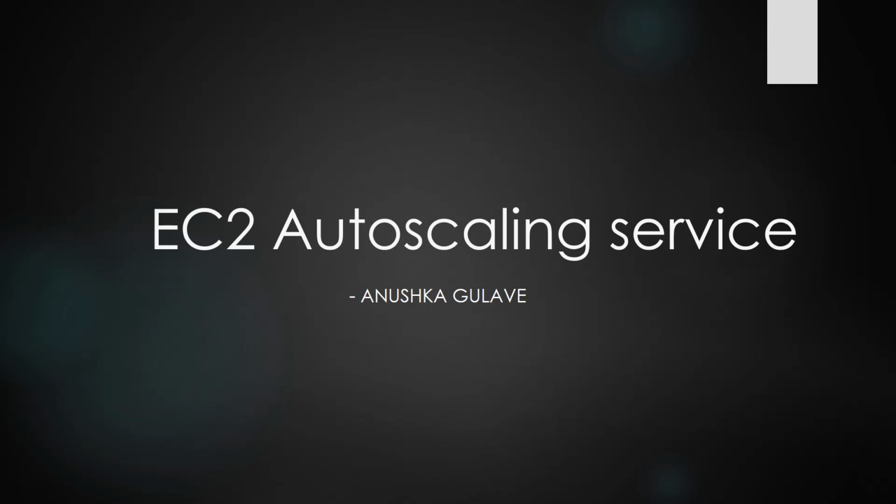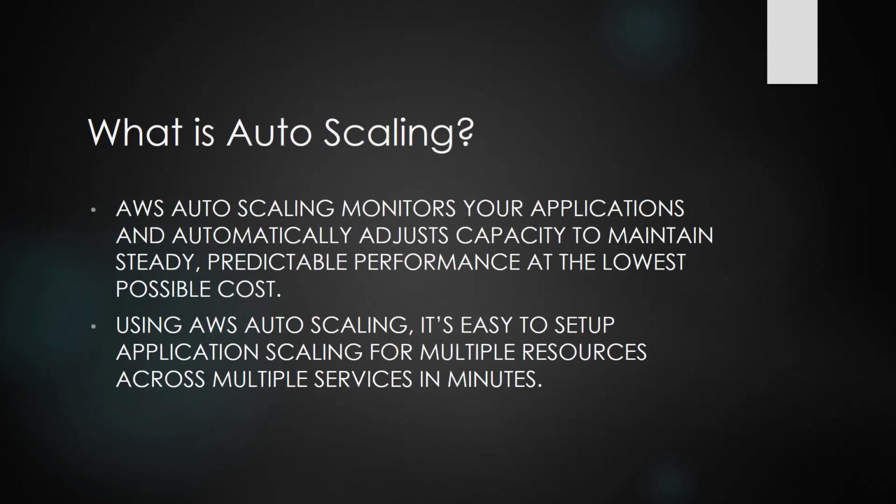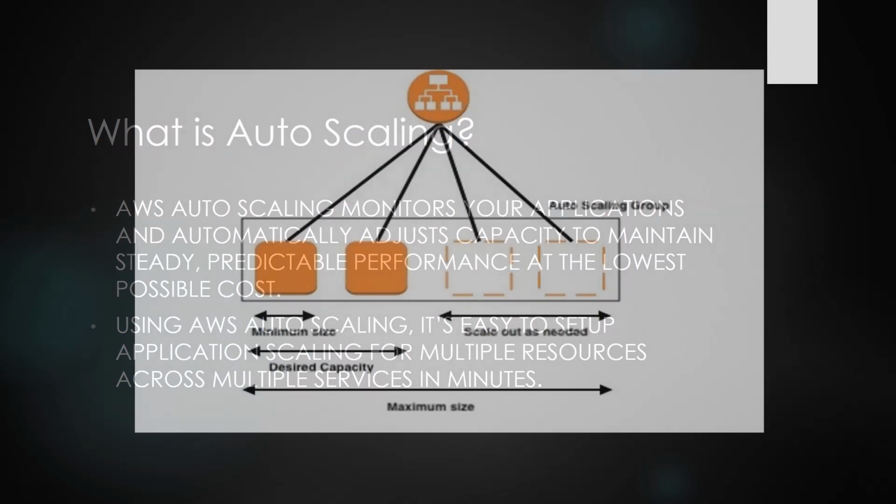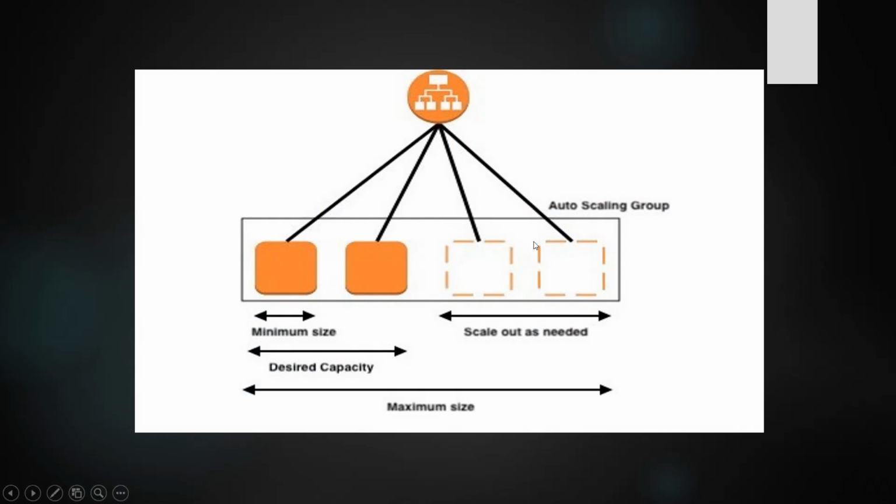I am going to tell you about EC2 autoscaling service. So let's see what autoscaling service means. Autoscaling monitors your application and automatically adjusts capacity to maintain steady and predictable performance at the lowest possible cost. Using AWS autoscaling, it is easy to set up application scaling for multiple resources across multiple services in a minute.